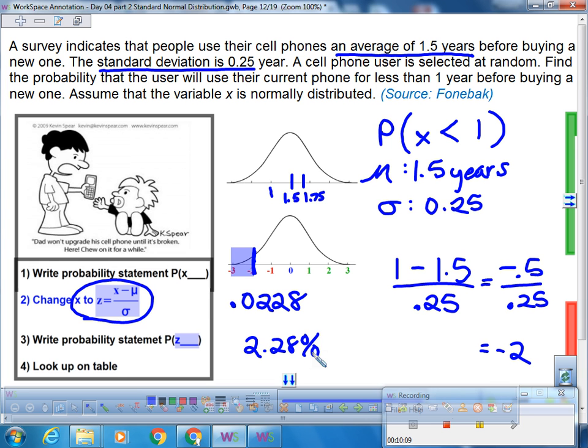Does that make sense? It does, right? Okay. I'm trying to find the probability of a z-score less than -2, which is the way I should have written it if I look back at my steps. I wrote my probability statement with an x. I changed it to a z. I rewrote my probability statement using a z, and then I looked it up on the table.